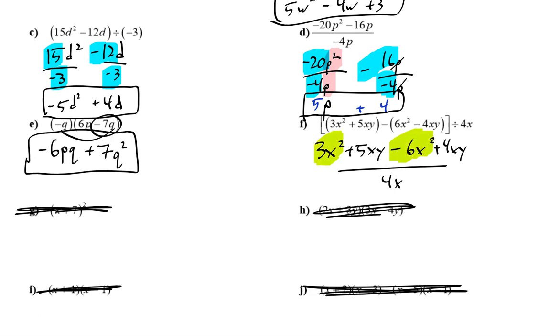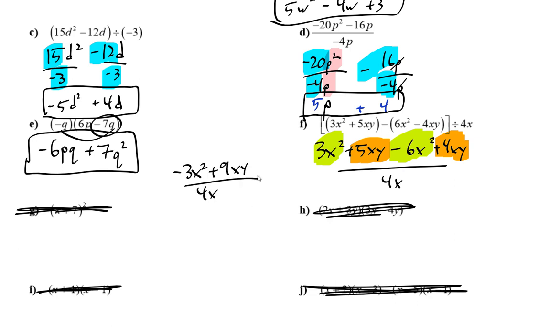I could find my like terms here, and I could combine them early. So 3x squared minus 6x squared, that's negative 3x squared. 5xy plus 4xy, that's 9xy. I didn't give myself enough room to write that. So we have negative 3x squared plus 9xy all over 4x.